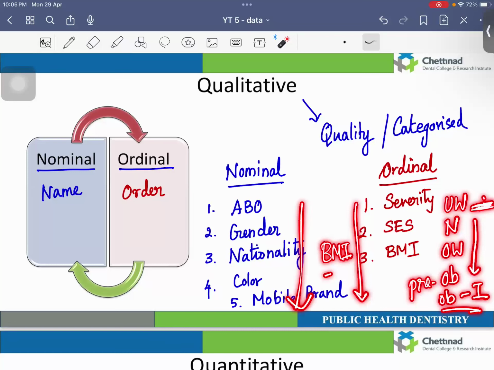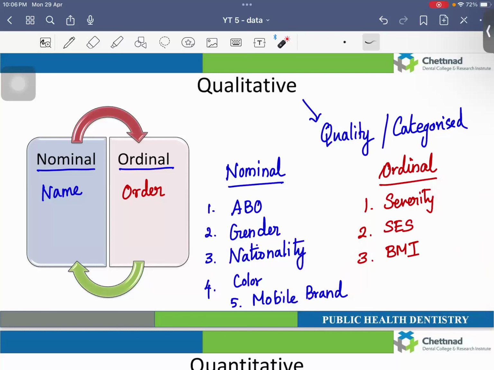There is this inherent order, that you can tell obese, the BMI is much higher than underweight. Or people who are overweight will have BMI more than normal and less than obese. It works like that. Okay.